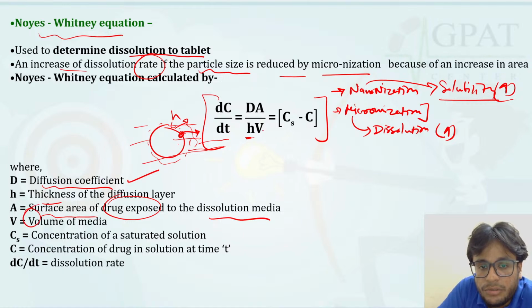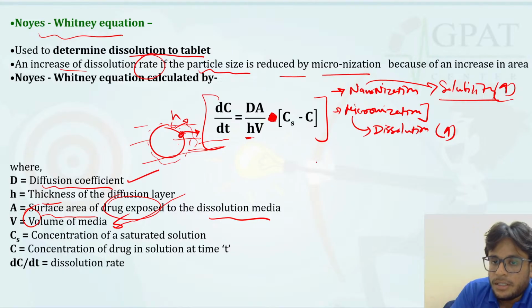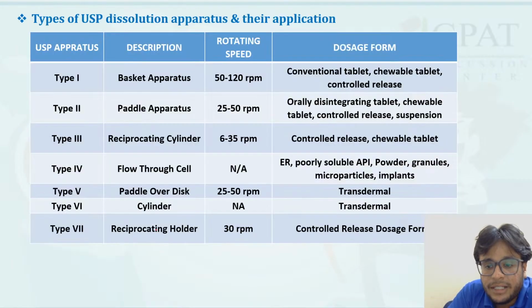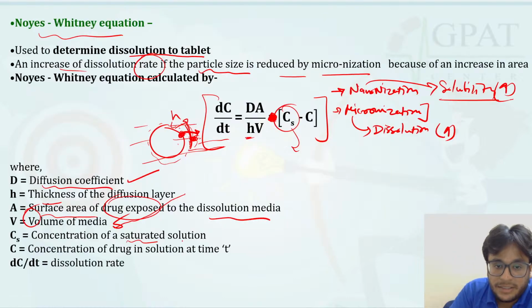The volume of dissolution media. C is mainly the concentration of the saturated solution that is formed at a very close proximity to the surface, that is, the formation of a saturated solution, or we can also say a high drug concentration solution.